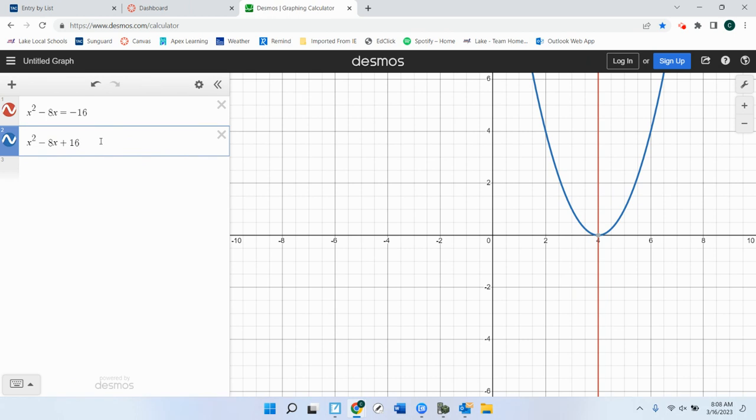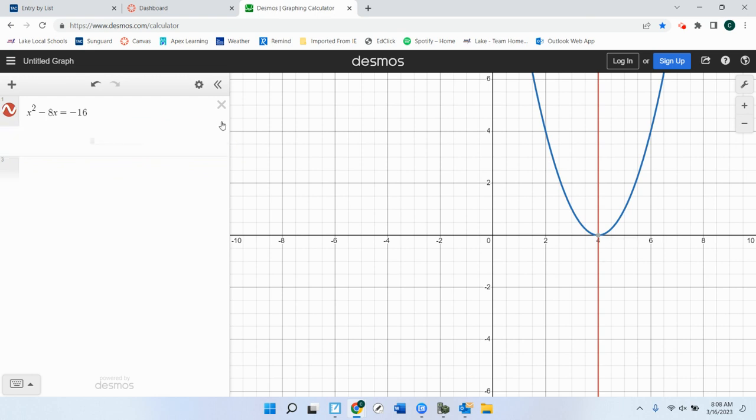McKenna, that's, I think, another one that you were talking about. How can I check that I'm not missing another 0? See how I just added that 16 over. And now you can see, yep, it just touches once and goes back up. And that solution is at x equals 4. Are we cool with number 12?